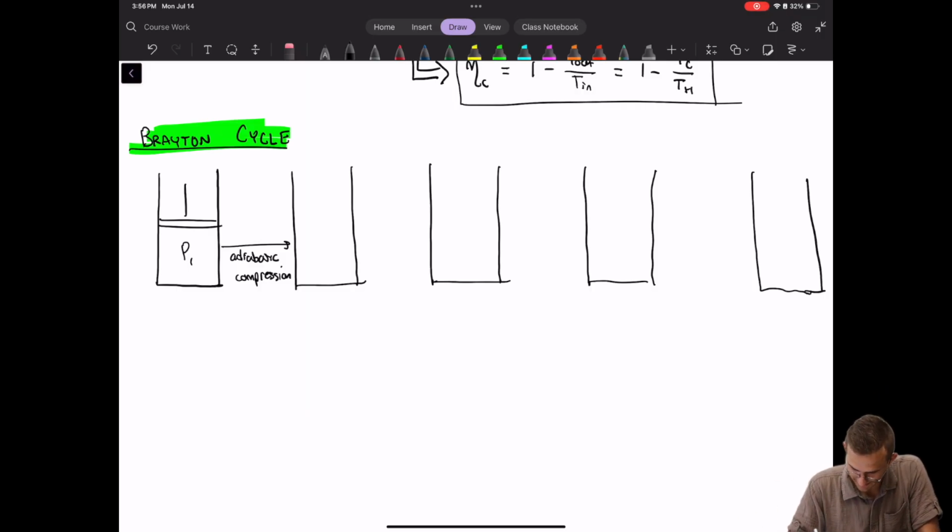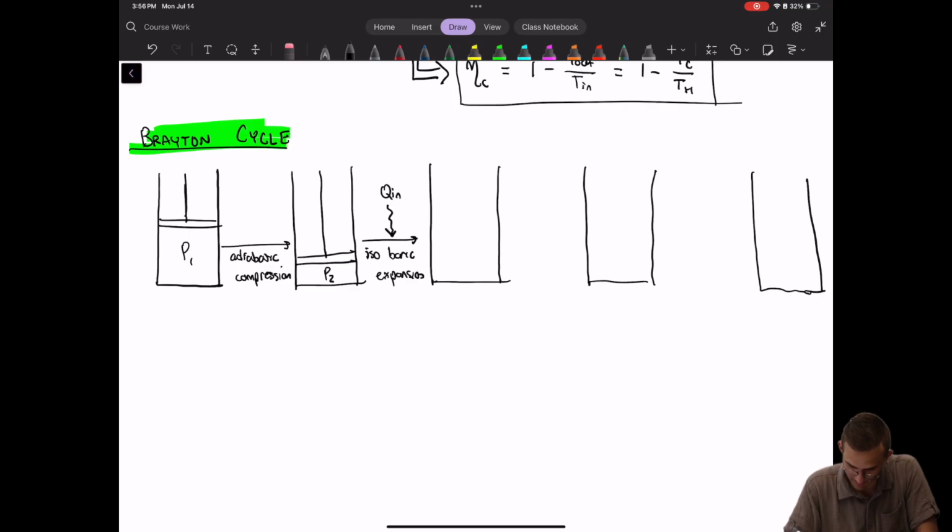So we have this adiabatic compression down to a higher pressure P2 in the piston, and then we have an isobaric expansion. Isobaric expansion. So holding P2 constant, heat is added to the system, and so the piston expands upwards.